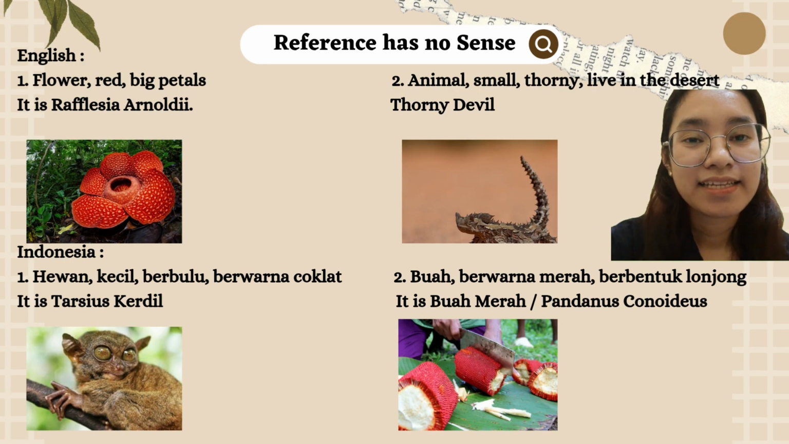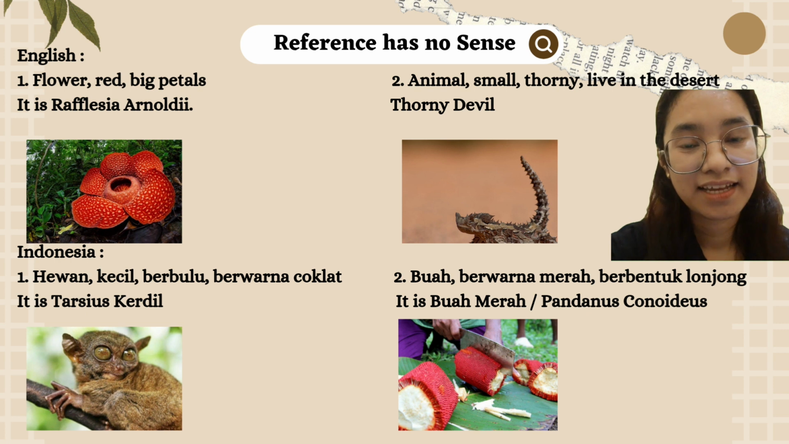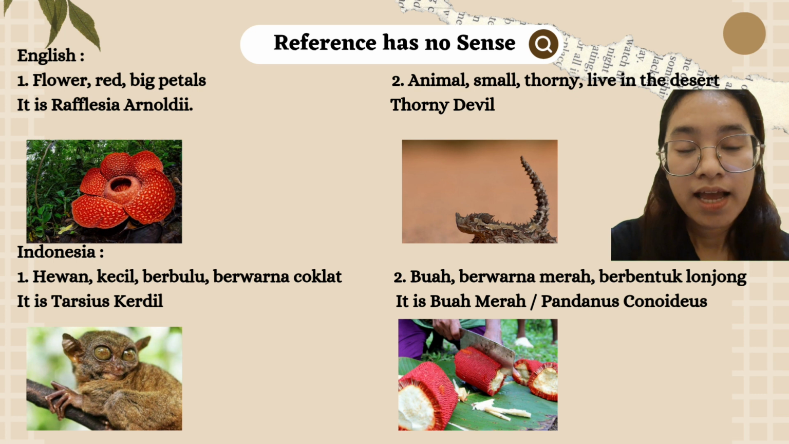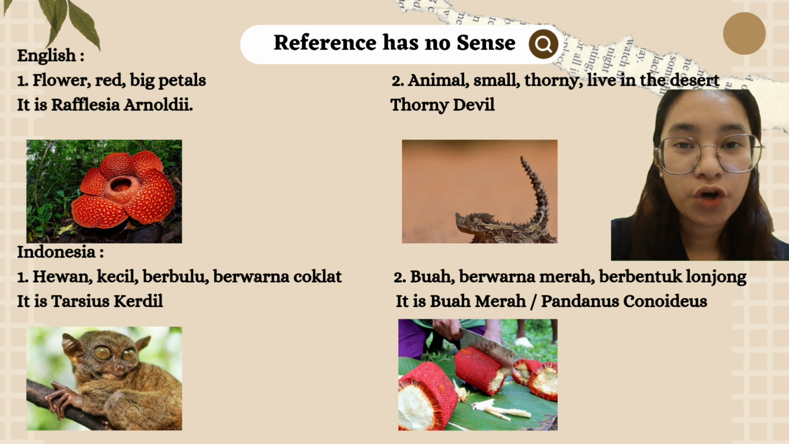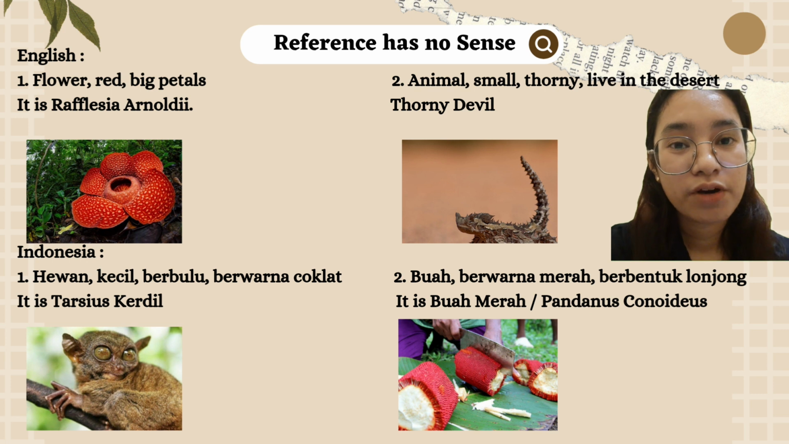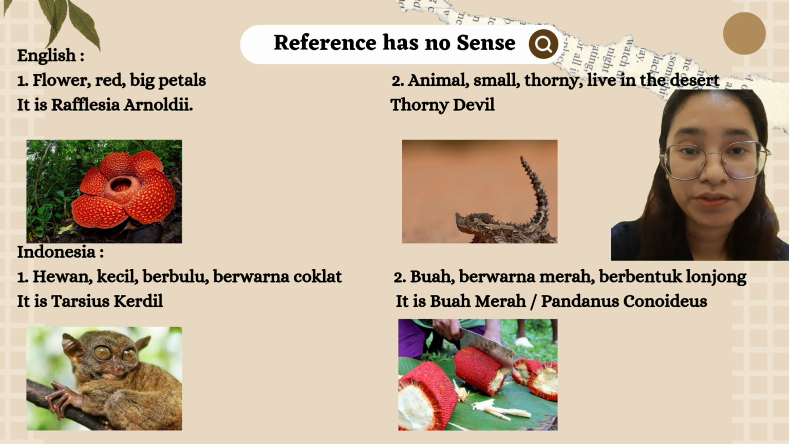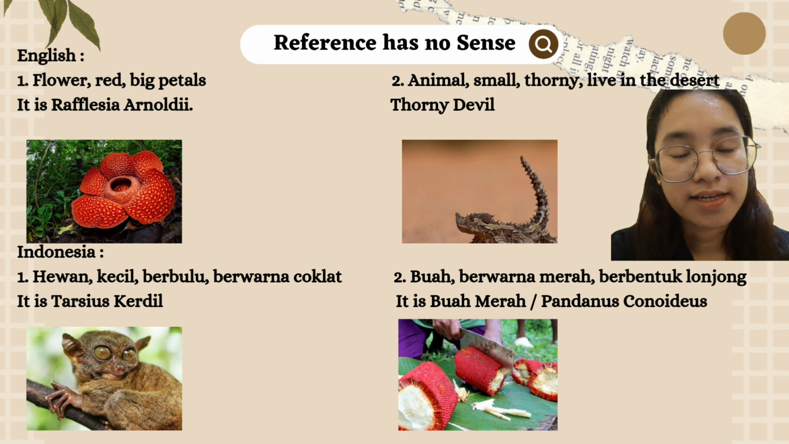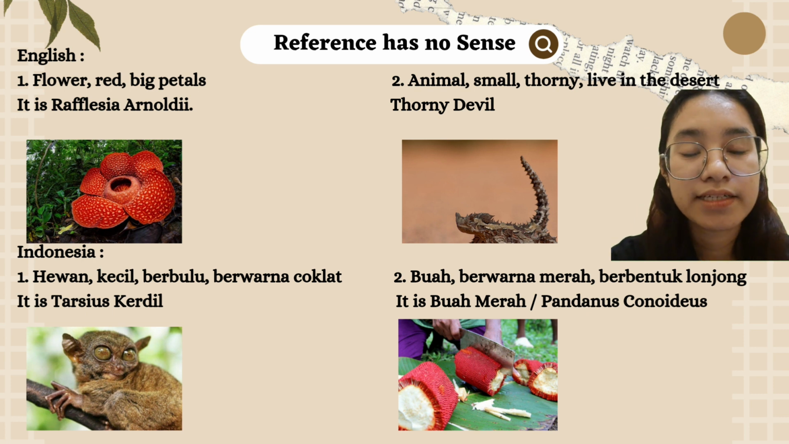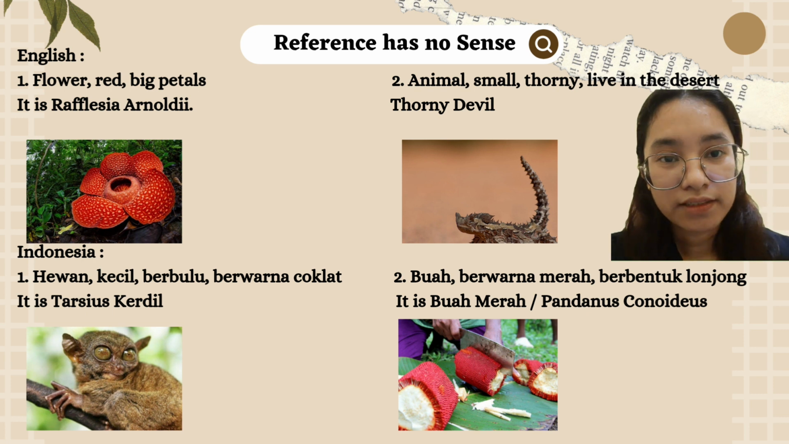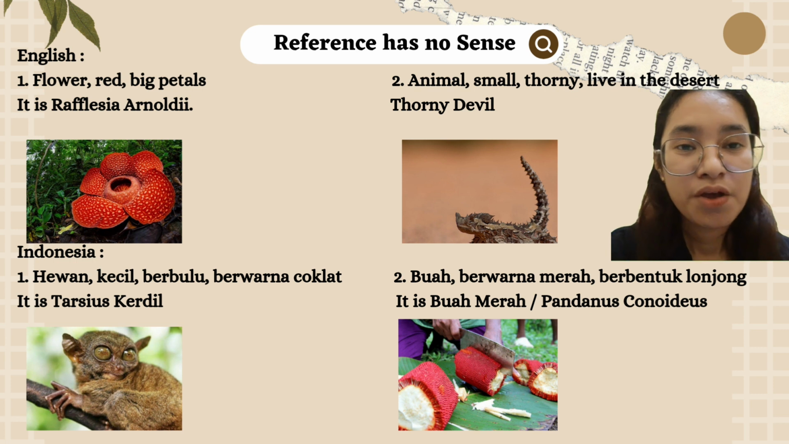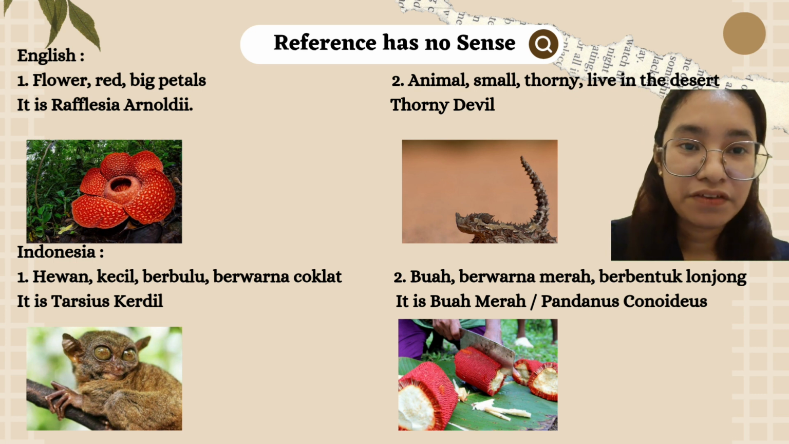And the next is reference has no sense. As you can see in this picture, for the English example, it's a picture of Rafflesia arnoldii. It's a flower, red and with big petals. The second one is an animal, and the name is thorny devil. It's a small, thorny animal that lives in the desert.